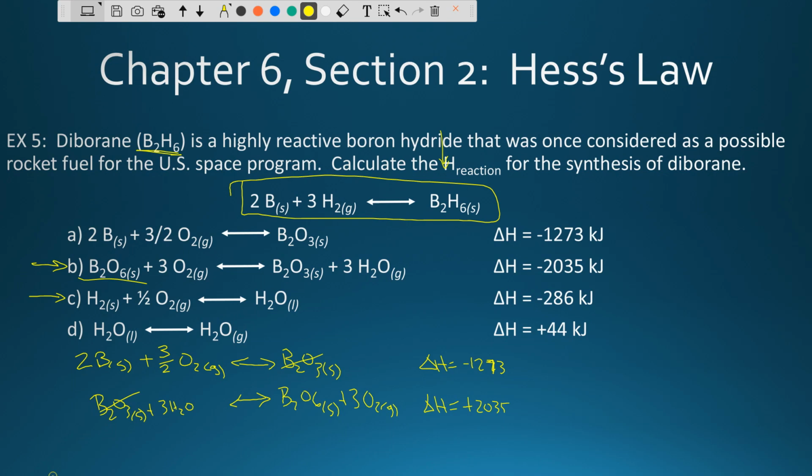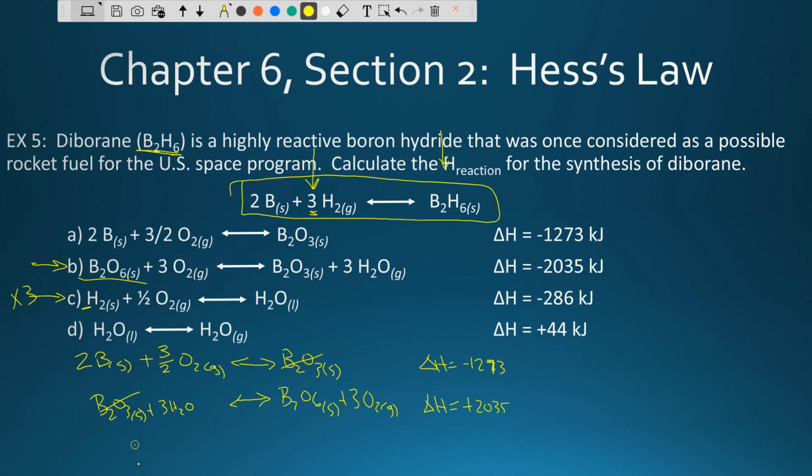Let's take a look at letter C. The letter C says we've got this liquid water in here, and we're going to be investing in some of the oxygens. So this oxygen, when we look at this step, we need to triple the equation, because notice here I've got 3 hydrogens and I only have 1 here. So let's triple everything in this line.